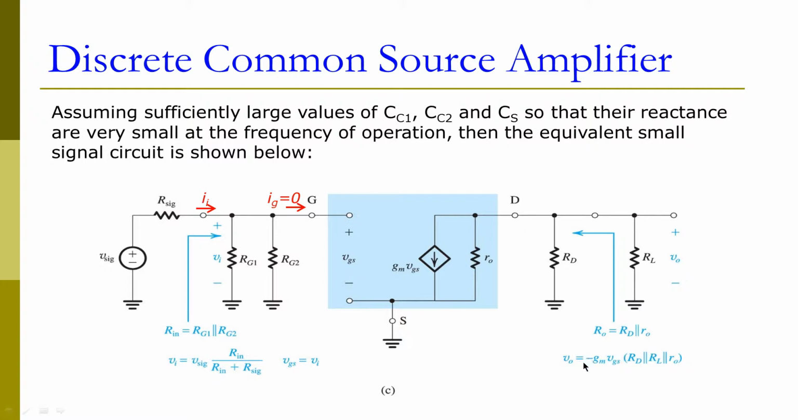Our output voltage now becomes the current, gm times vgs, times the overall resistance of these three, which are in parallel. We have a negative sign because the current is flowing from the ground back to the transistor. From the input side, the input voltage vi actually equals vgs, and vi can also be calculated from the signal source through the voltage divider equation.